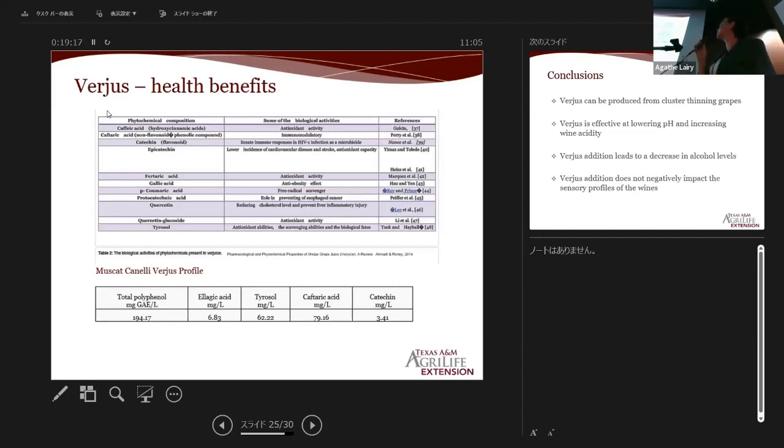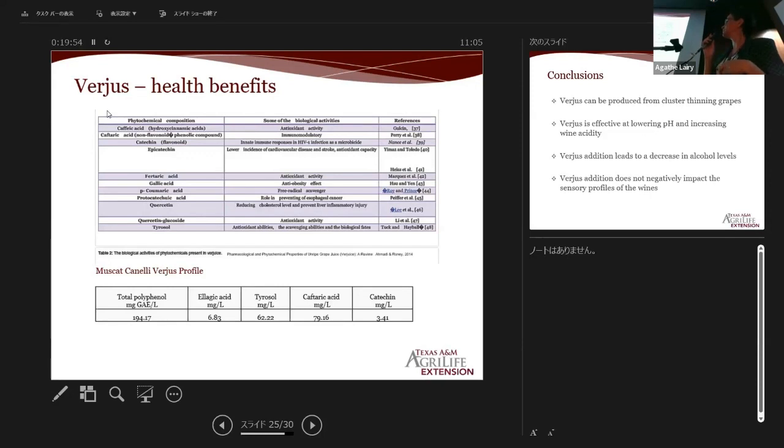And finally, talking about health benefits, we heard a lot about the health benefits of wines in general today. They hold for verjus as well. These are all studies that have been performed with verjus, using verjus in different models. Some of them were rats, some of them were rabbits, and some of them were human. The conclusion is that it has antioxidant activities, it's an immunomodulatory product. So all these positive health effects have been demonstrated.